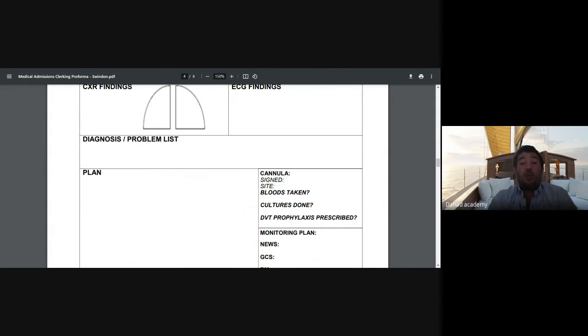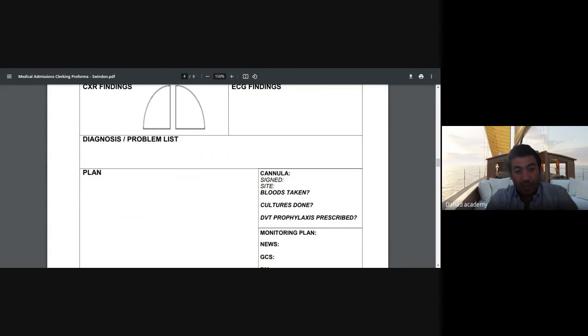The problem is, why will you admit this patient? Is it because the patient has AKI on top of CKD? Is it because the patient had a fall? Is it a social admission? Did the patient have an MI? Why are you admitting the patient?